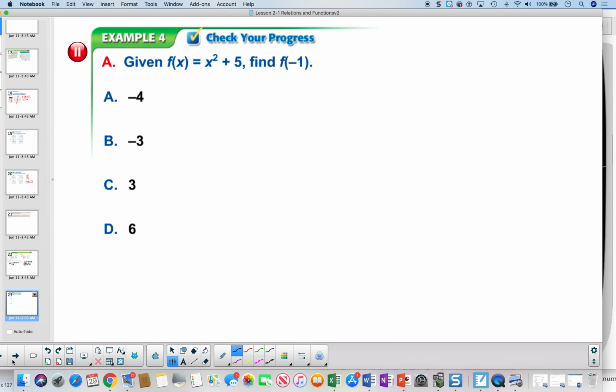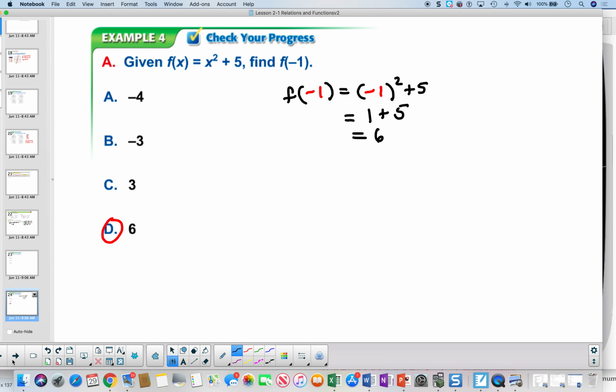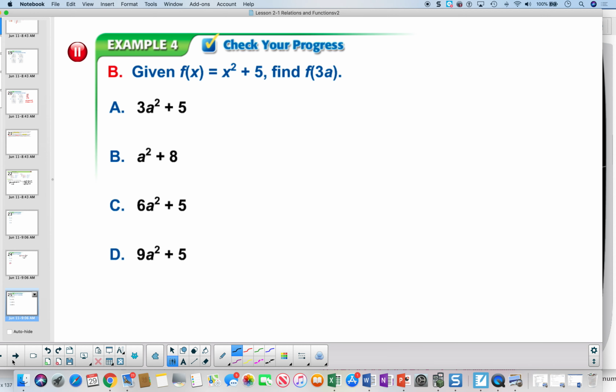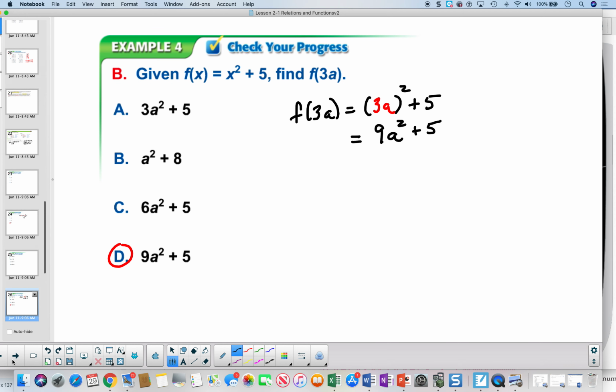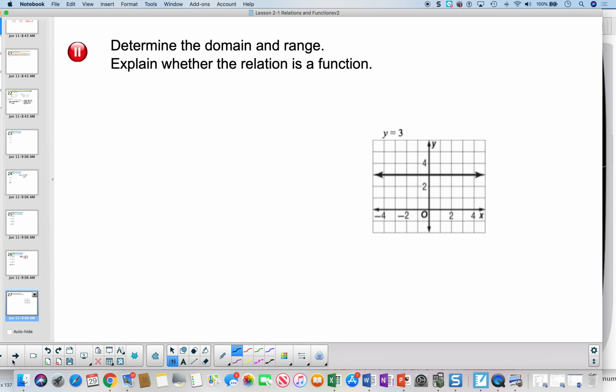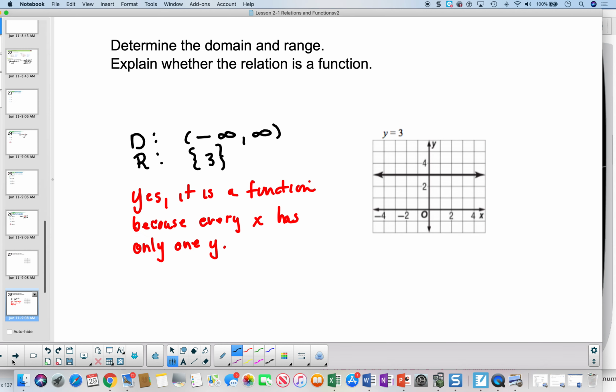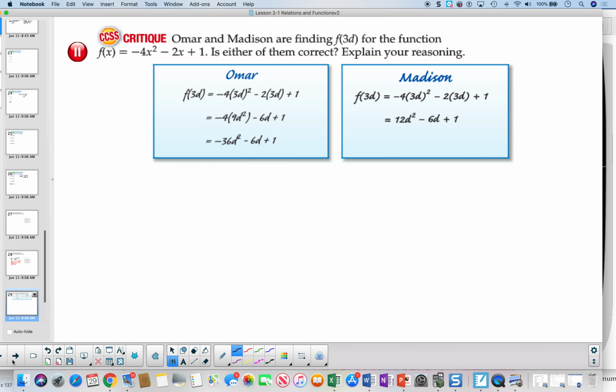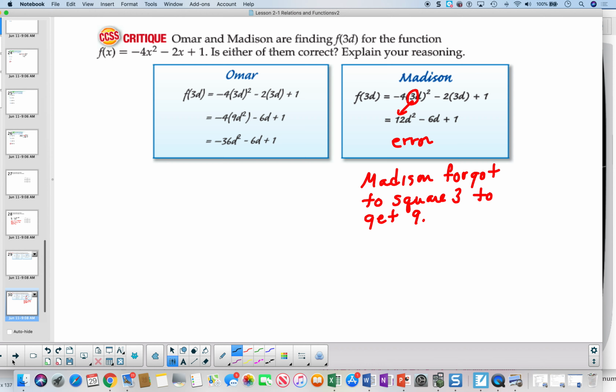All right, your turn. Pause. And here's the answer. Pause. Find the error. And here's the answer.